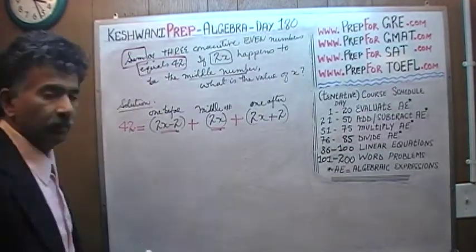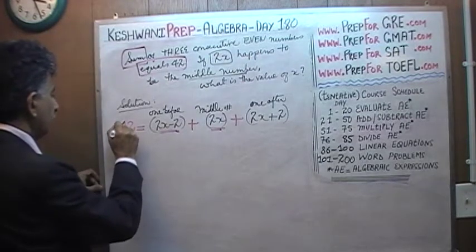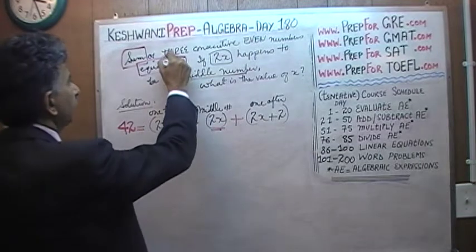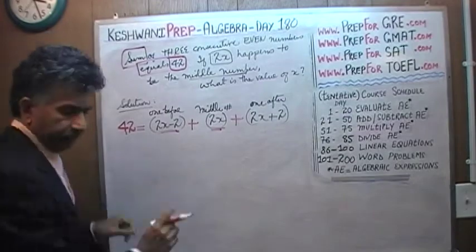So there is our equation. All you have to do is solve for x. It's a simple linear equation. This is 42. Where did this 42 come from? From here. The sum equals 42.